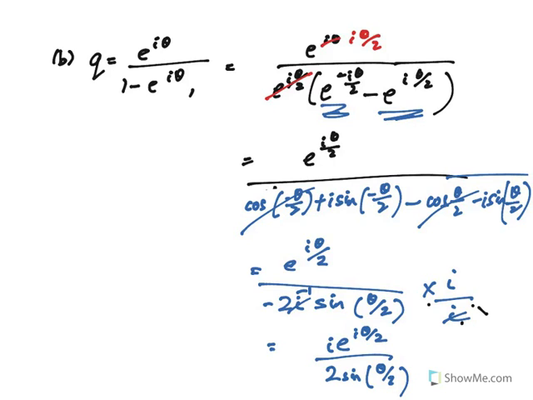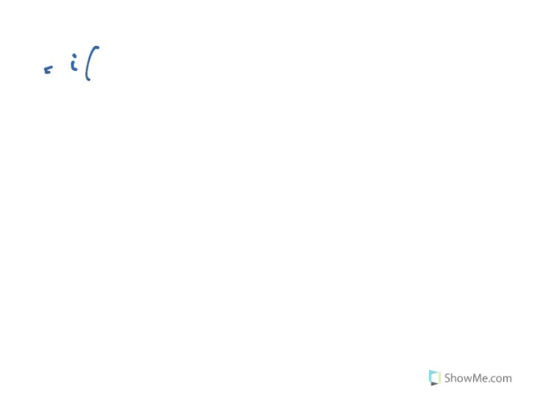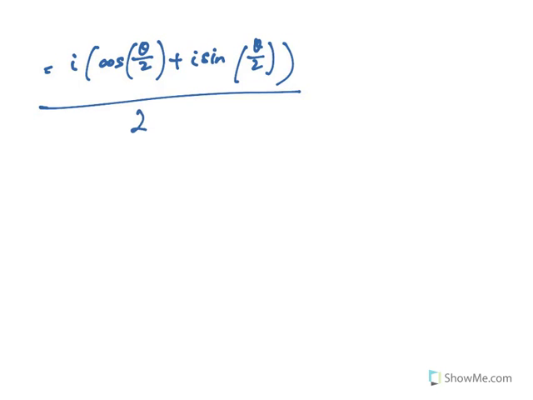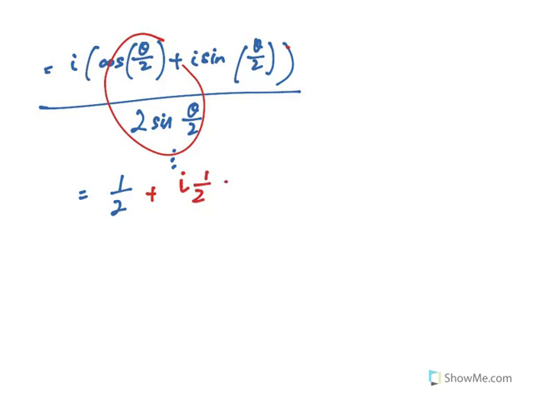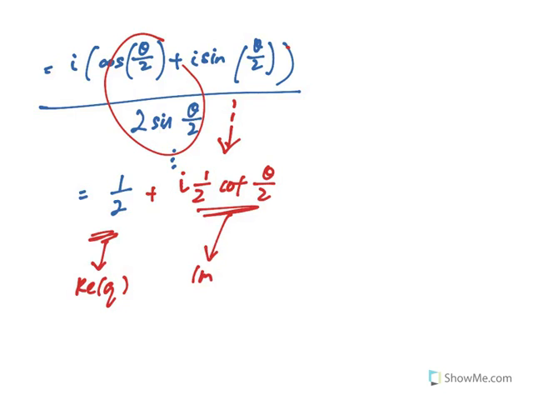And what would that give me? Simplifying that, on top e^(iθ/2) is just going to be cosine θ/2 plus i sine θ/2, over 2 sine θ/2. Eventually you will simplify it, and this portion is going to give you the cotangent. So it gives you 1/2 plus i times 1/2 cotangent θ/2. I'm going to let you work it for a second. You can see that this is the real part of q, and this is the imaginary part of q.